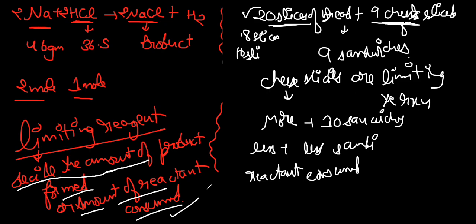I hope this is clear to all of you. Now, how to find out the limiting reagent in chemical equations, that we will discuss. This example I told you just to make it clear what the job of the limiting reagent is. It determines the amount of product formed and it determines the amount of reactant consumed. Okay, now after this, let's see.